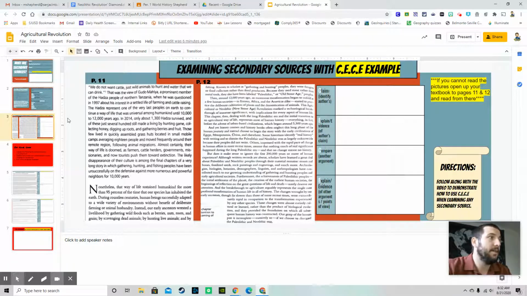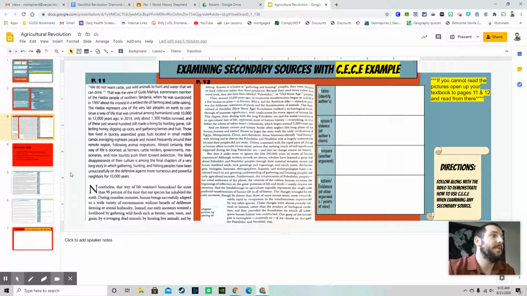The likely disappearance of their culture is among the final chapters of a very long story in which gathering, hunting, and fishing peoples have been unsuccessful on the defensive against more numerous and powerful neighbors for 10,000 years. So that is one of the modern day hunter-gatherer societies that we're talking about. Now let's actually get into the nitty-gritty of this article.